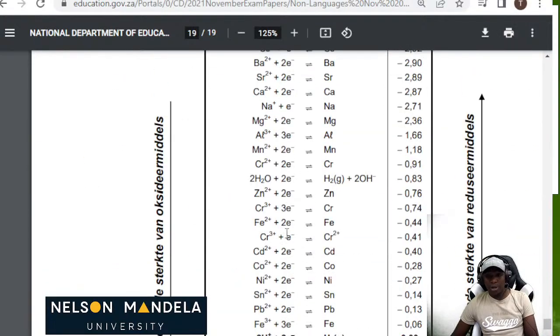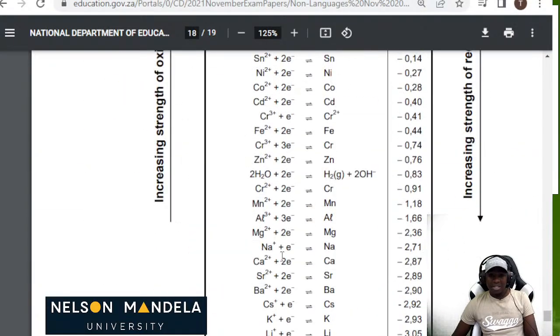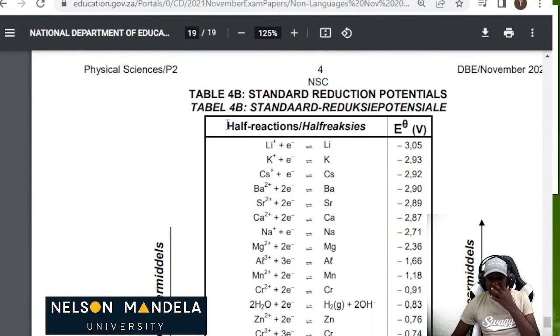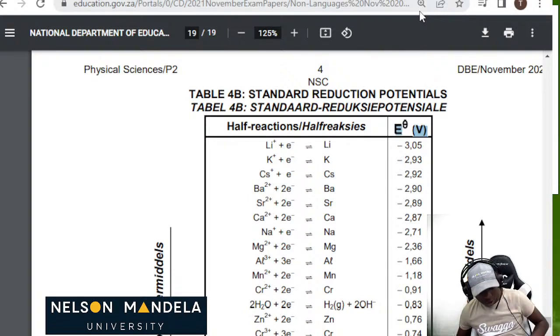So we said we are going to use table 4B. You can see that on table 4B, we have the section for half reactions. Then on the right side, we have E naught, which is always in volts. That is important. That's what we use to calculate the EMF of a cell. All right. Then the last part now, before we do an example. Now let's look, we were looking at the galvanic cell.